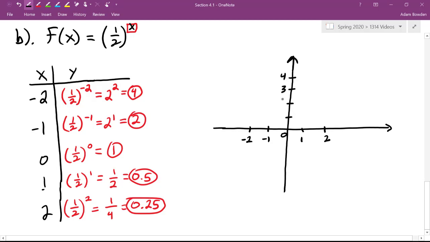but if I plot them this way, from -2 we'll start at 4, -1 will be 2, 0 will be 1, 1 will be 0.5, and 2 would be 0.25. And so our graph will go this direction instead. Same domain, same range, it's just going in a different direction. This is going to fall as we go from left to right, rather than going up as we move from left to right.